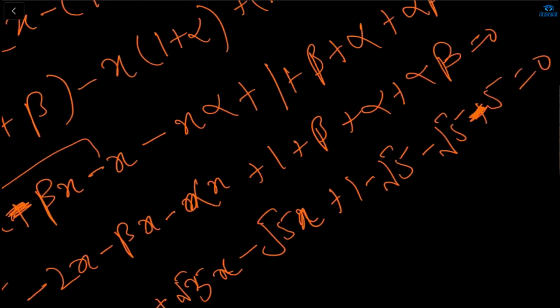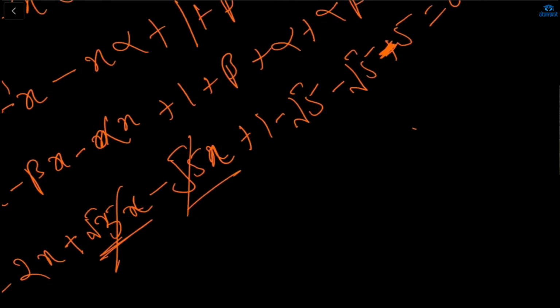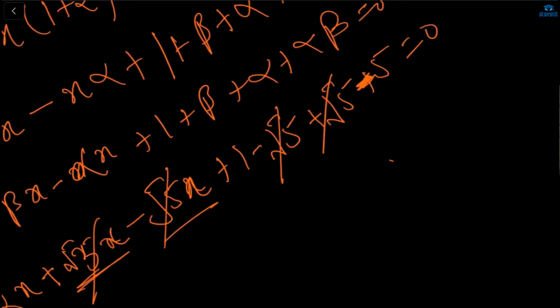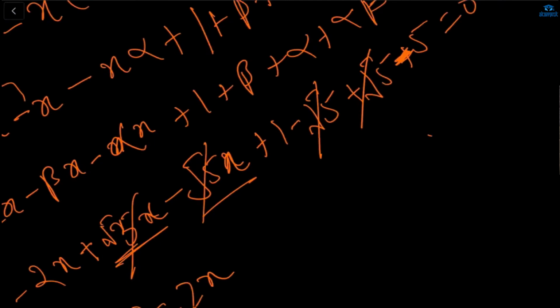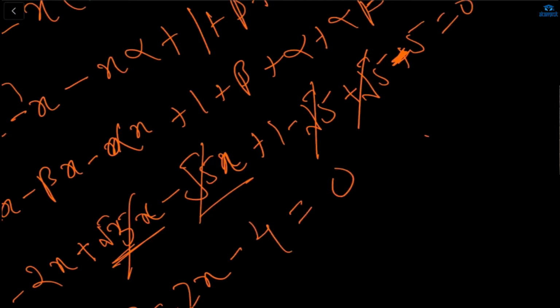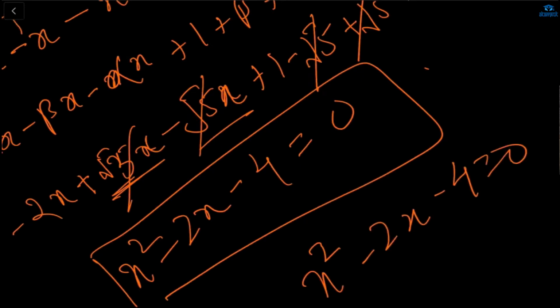Now, here you can see it is plus root 5 and it is minus root 5. It will be cancelled. Plus minus it will be cancelled. So your answer will be x square minus 2x minus 4 is equal to 0. So this is the quadratic polynomial. X square minus 2x minus 4 is equal to 0 is the quadratic polynomial for the given zeros.